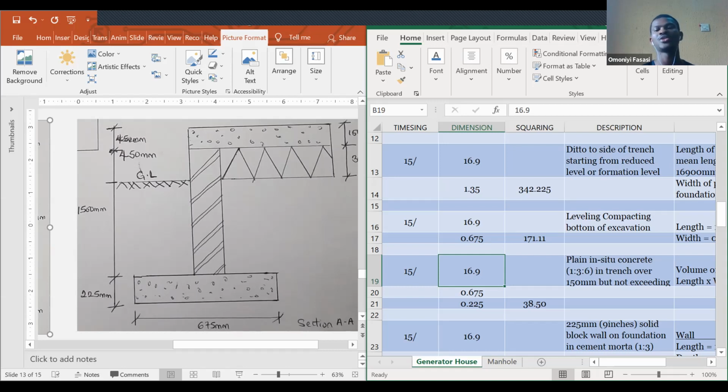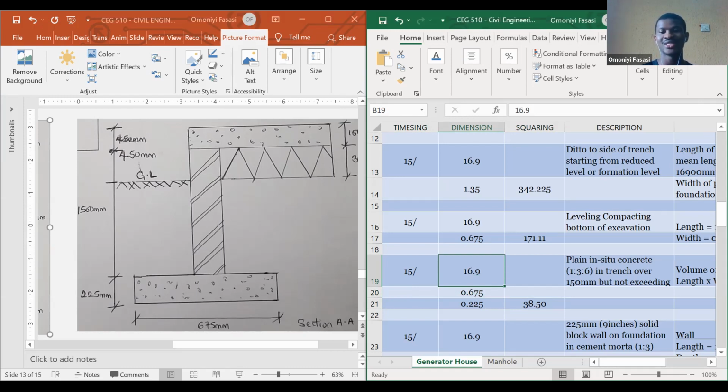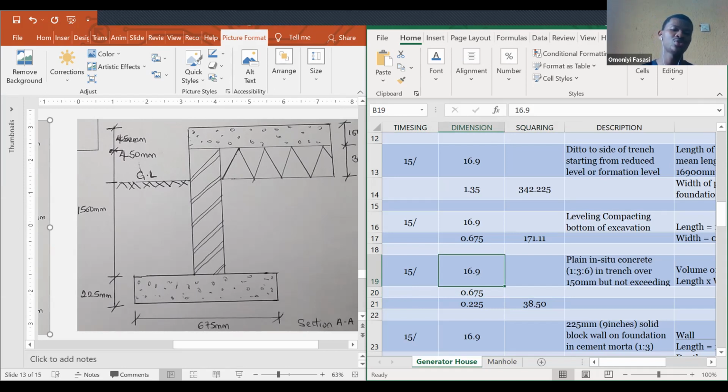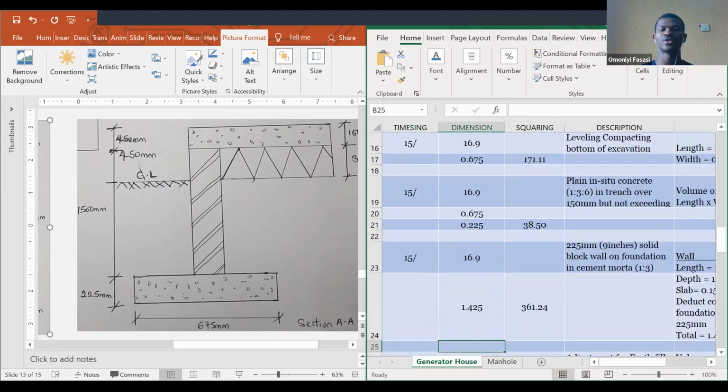So let's proceed, please. There's no time. Moving on, we need to do the concrete. The concrete is going to be the length of that trench we are working with, multiplied by 0.65, which is the width, multiplied by 0.225, which is the depth. And then you go to the next one.